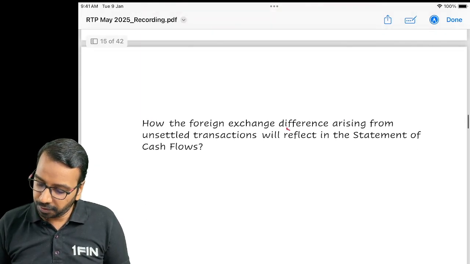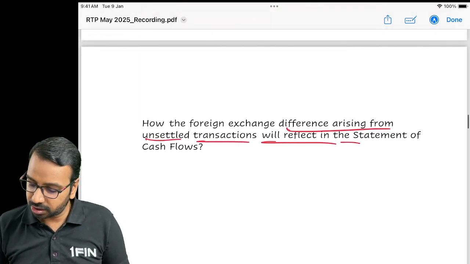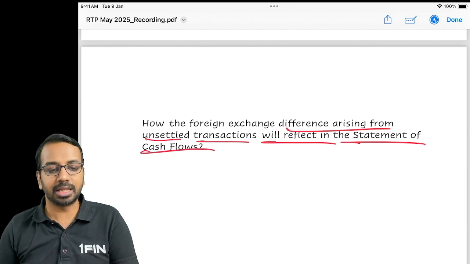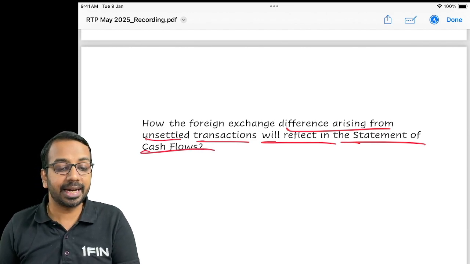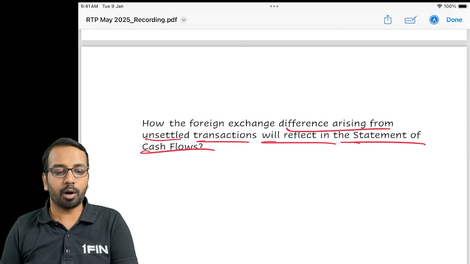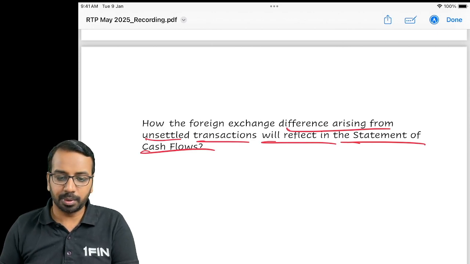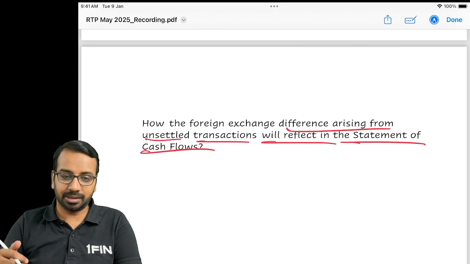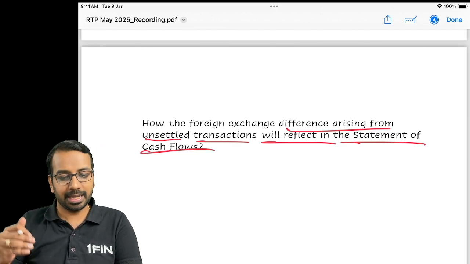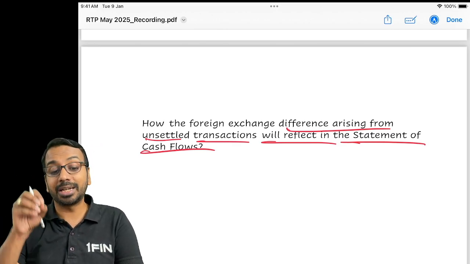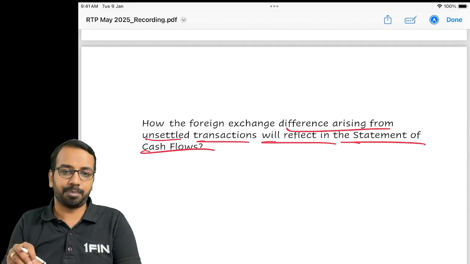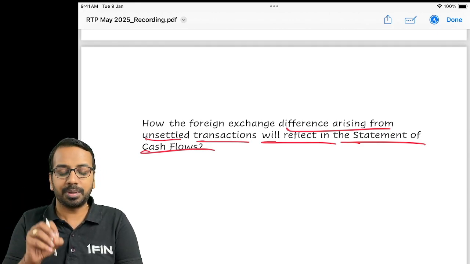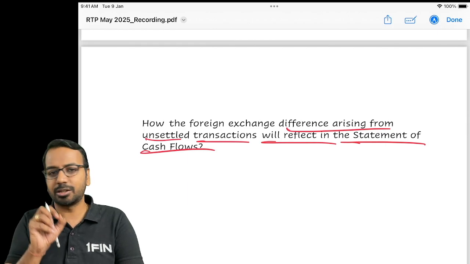How will the foreign exchange difference arising from the unsettled transaction be reflected in the statement of cash flows? Now here they are asking how it will be reflected in the cash flows. Very simple. One is we have cash flow from financing activity. Then we have a gain that we have recognized in the P&L. But is that a realized gain? That is not a realized gain.